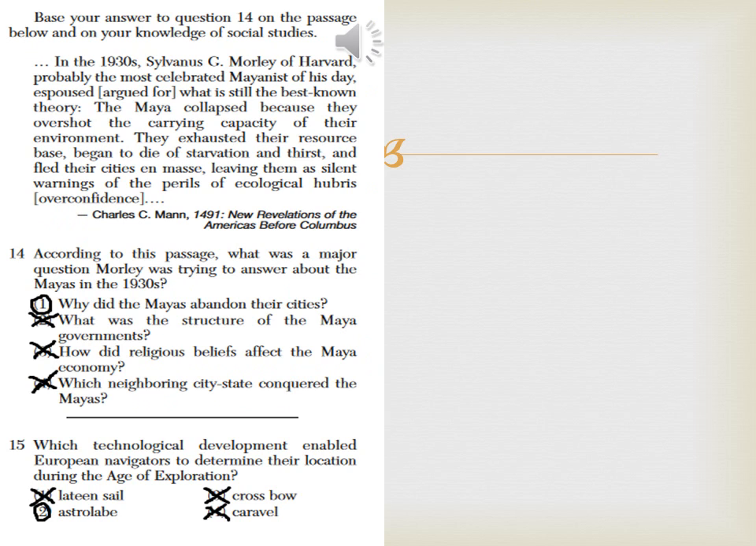Base your answer to question 14 on the passage below and your knowledge of social studies. Sometimes you're going to get these types of questions where you have short passages. So let's read it. In the 1930s, Sylvanus G. Morley of Harvard, probably the most celebrated Mayanist of his day, argued for what is still the best known theory. The Maya collapsed because they overshot the carrying capacity of their environment. They exhausted their resource base, began to die of starvation and thirst, and fled their cities en masse, leaving a silent warning of the perils of ecological hubris, overconfidence. Charles C. Mann. You always want to read the bottom part.